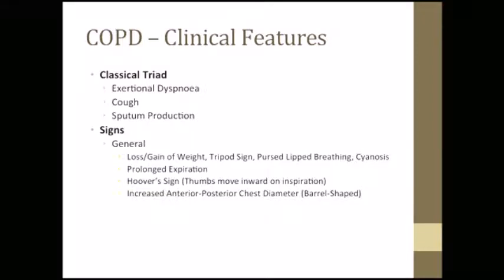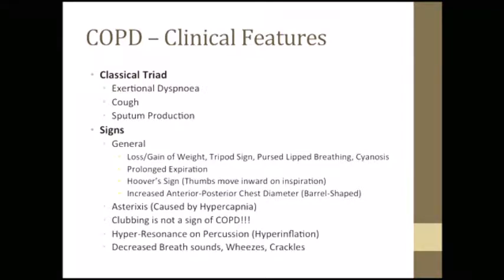Hoover sign is when you put your hands around your anterior chest wall, and when you breathe in, you will basically see your thumbs going in. Whereas if you try it on yourself, your thumbs should actually move out. So in COPD, it's not a very common sign, but when you ask the patient to inspire, your thumbs will actually move in. So that's one sign of COPD. Another thing you have is increased anterior-posterior chest diameter, which is caused by hyperinflation, and it's seen as a barrel-shaped chest. You also have ecstasis, which is caused by high CO2, and clubbing, as I say again, is not a sign of COPD. So you have hyperresonance on percussion, and you have decreased breath sounds, wheezes, and crackles.